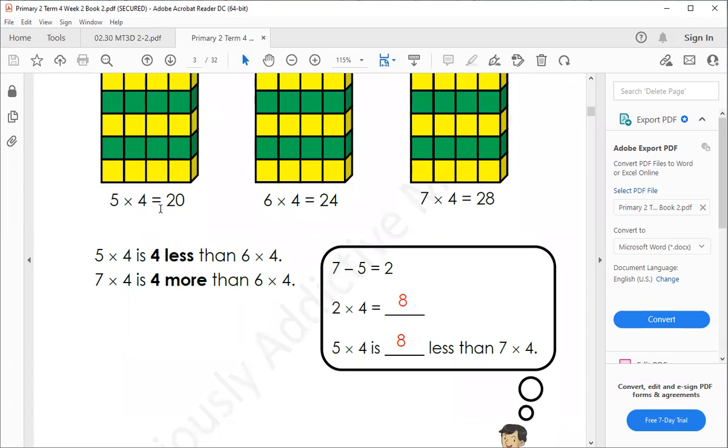Okay, so a very important question to do with them is that 5 times 4 is 4 less than 6 times 4. So it's understanding of grouping. 5 groups of 4 is 1 group of 4 less than 6 groups of 4. Please explain to them using this way.